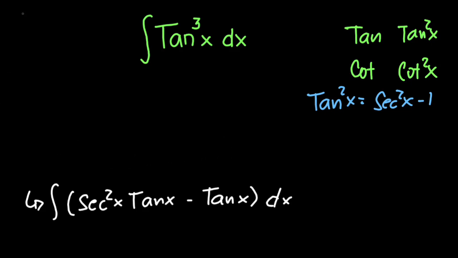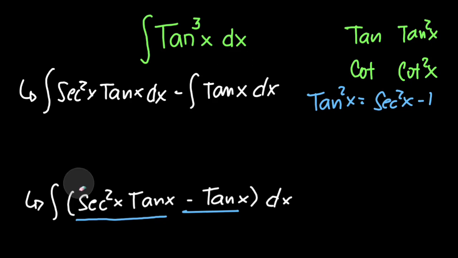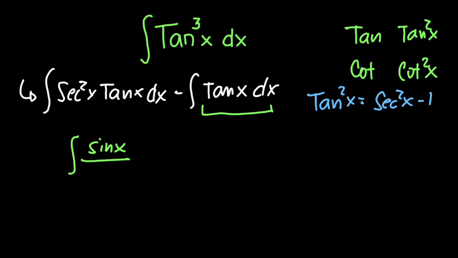Now the next step would be to split this integral into two parts. So this would be the integral of secant squared x tangent of x dx minus the integral of tangent of x dx. So let us focus first on this tangent of x. Know that the integral of tangent of x is also equal to the integral of sine of x over cosine of x.